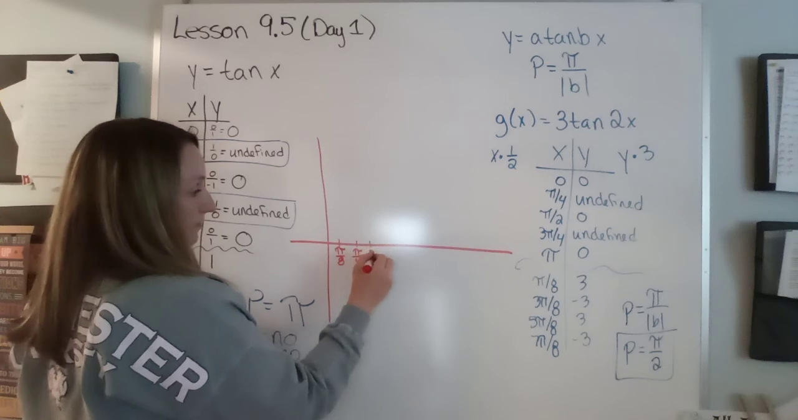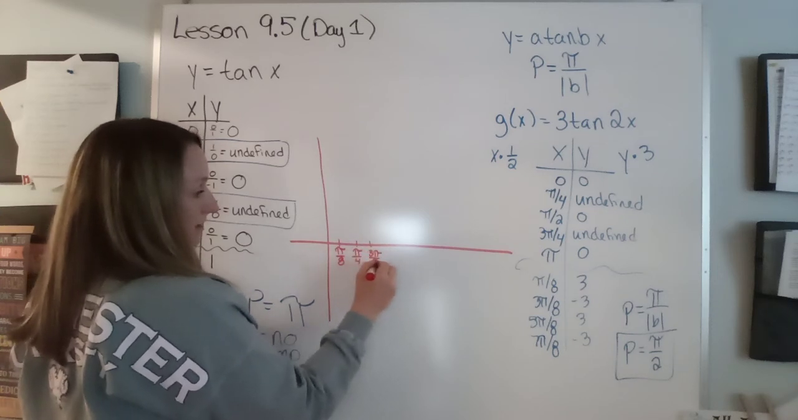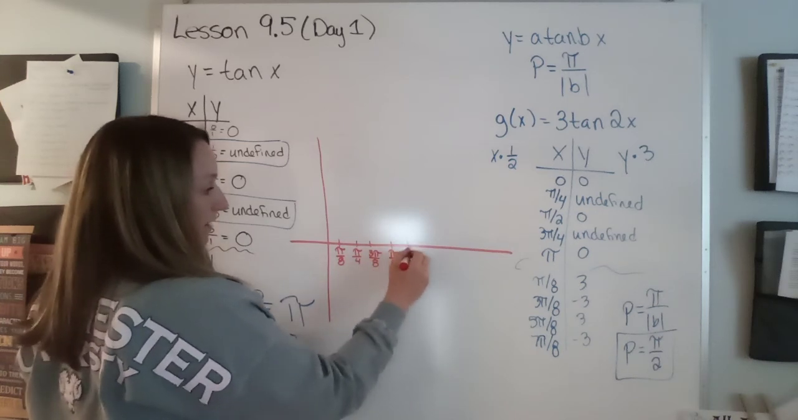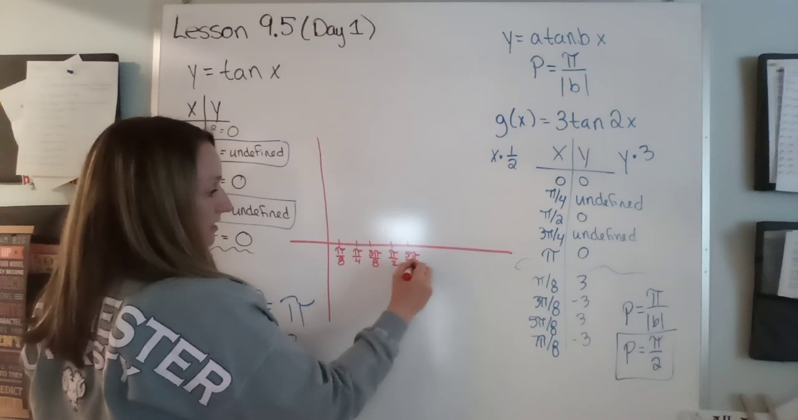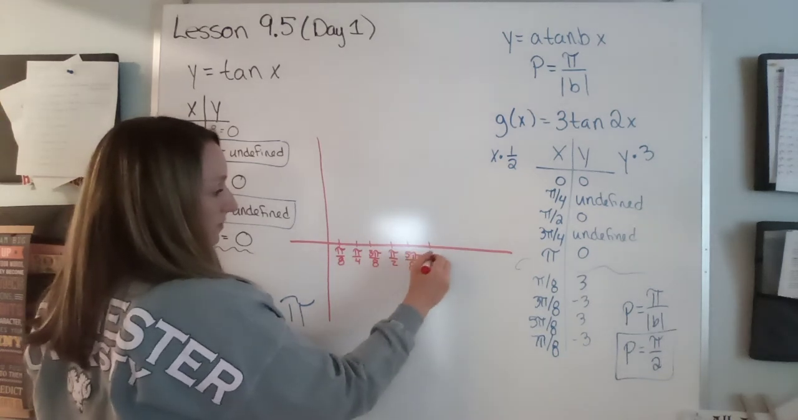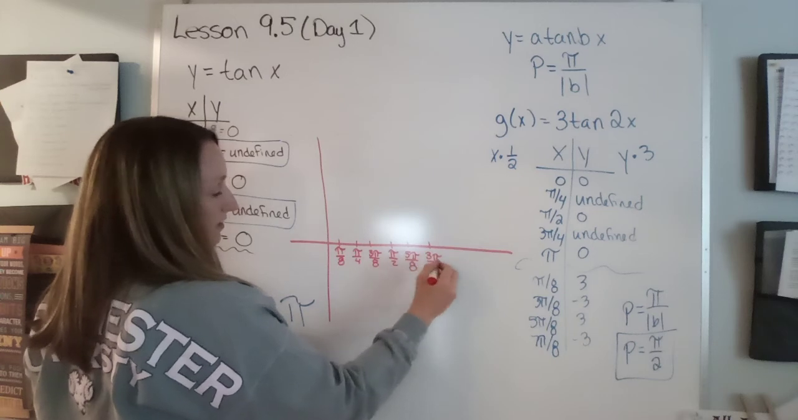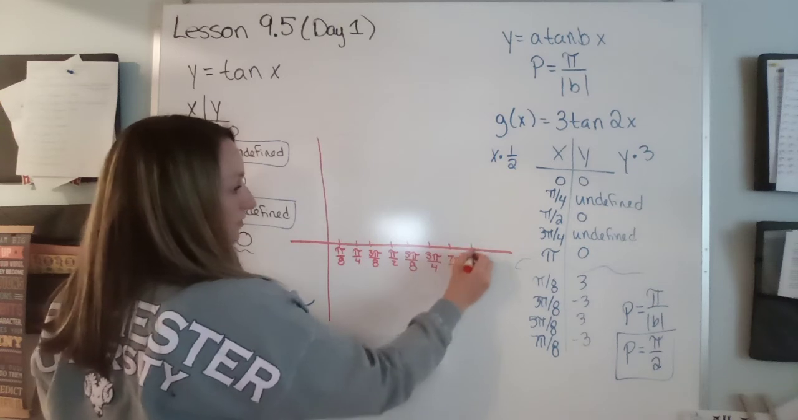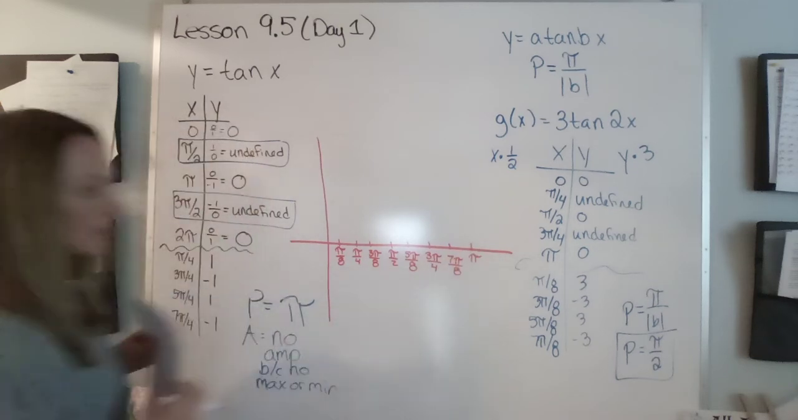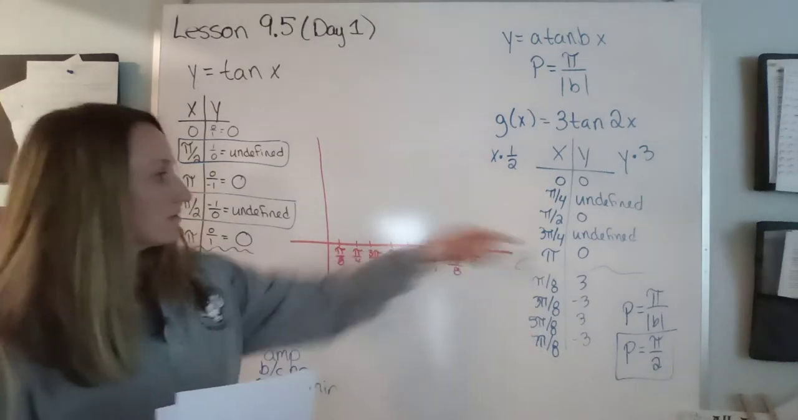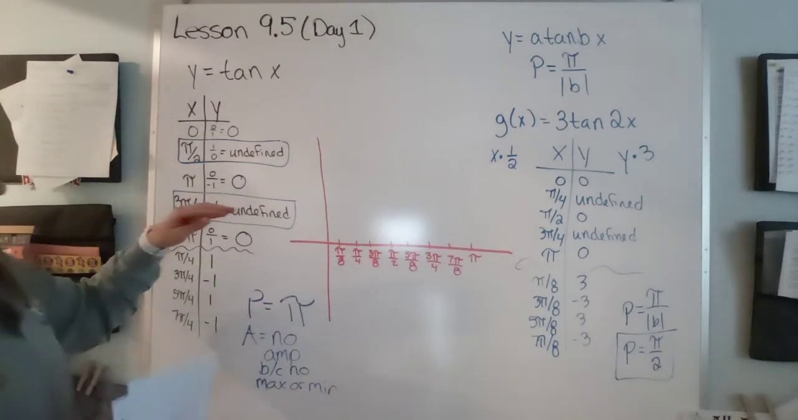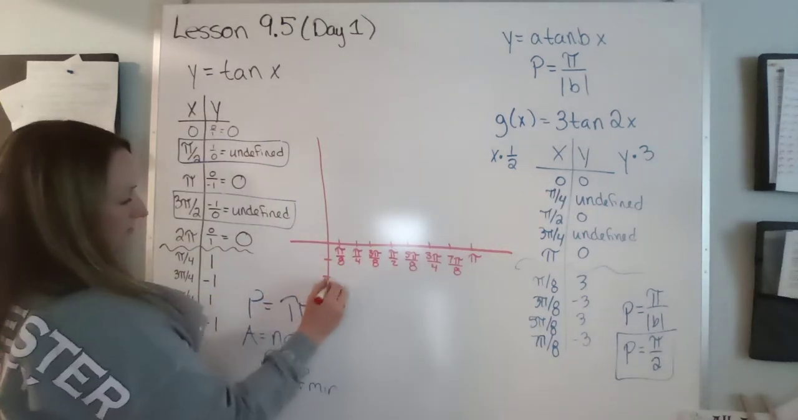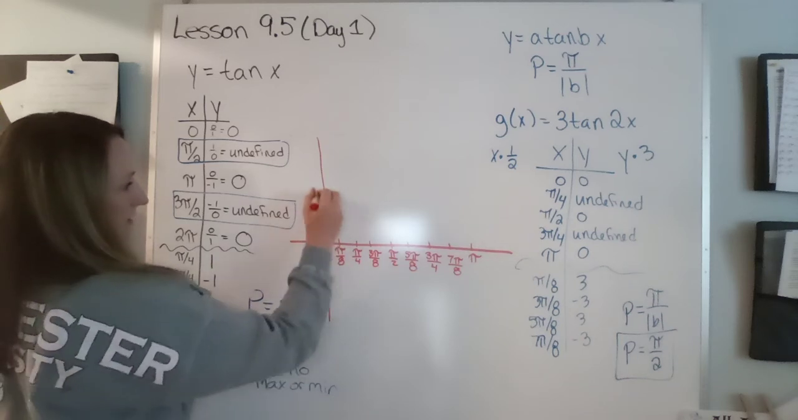Then 3 pi over 8. Then 4 pi over 8, which is pi over 2. Then 5 pi over 8, that doesn't simplify. 6 pi over 8 is 3 pi over 4 when you simplify. 7 pi over 8 doesn't simplify. 8 pi over 8 is pi. And that should be enough. That's as far out as I have to go. Okay? All right, and then along my y-axis, it looks like the highest I have to go is 3 and the lowest is negative 3. So there's negative 3 and there's 3.